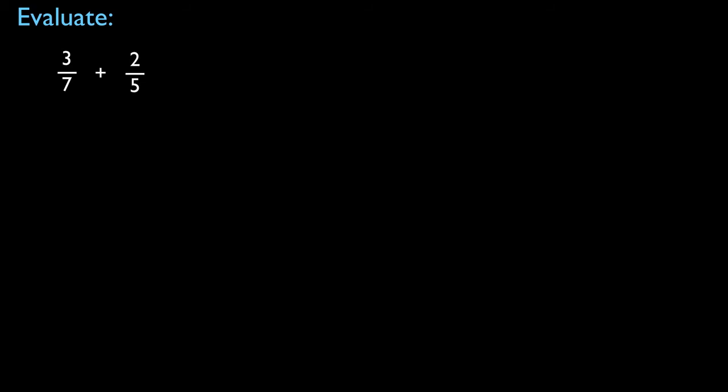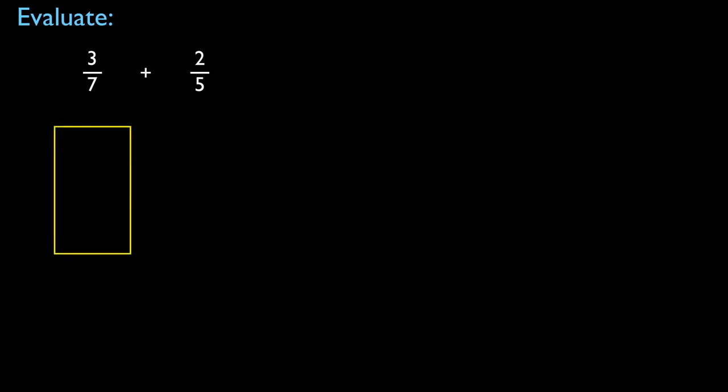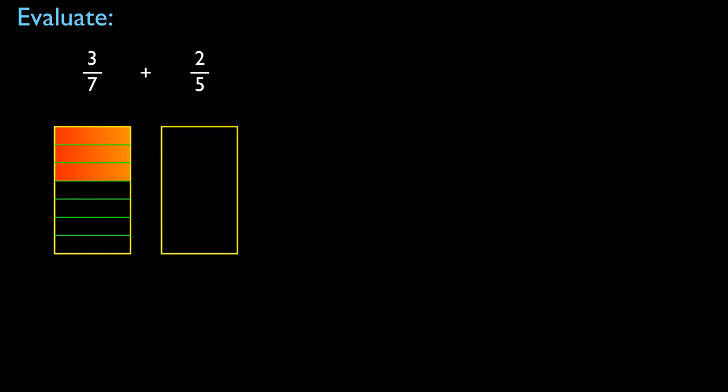Okay, 3 over 7 plus 2 over 5, 3/7 plus 2/5. I'm going to change the shape of the figure that I'm going to work with. I'll work with a rectangle in this case. And so the 3/7 is a rectangle divided into 7 equal bars, of which I would shade 3. The 2/5, I could take the same rectangle and I'll slice it vertically into 5 equal bars. And then I will take 2 of those.